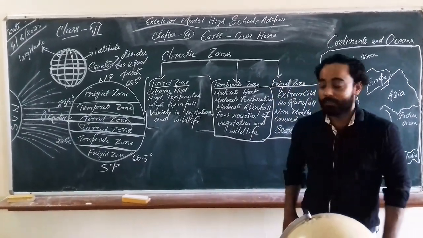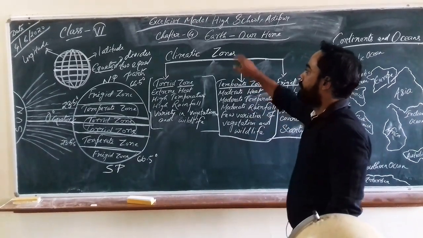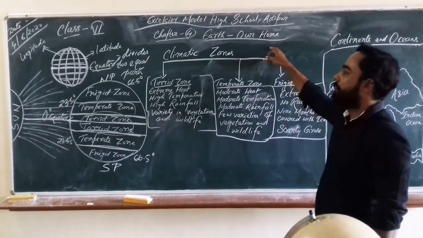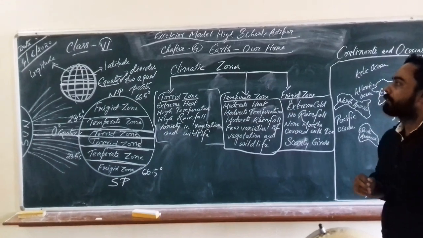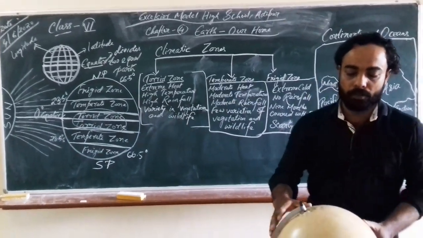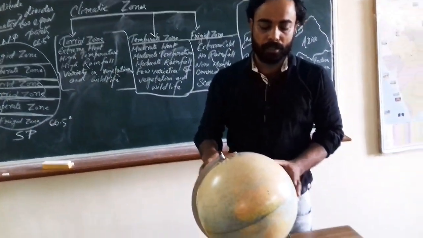Good morning, students. Today we'll study chapter number 4, Earth, our home. As you can see here, this is a globe. A globe is a model of the Earth.